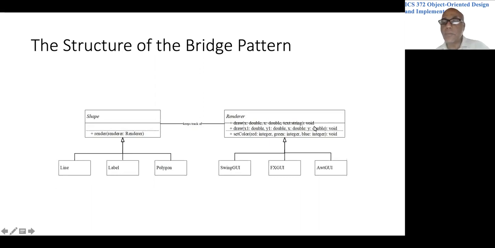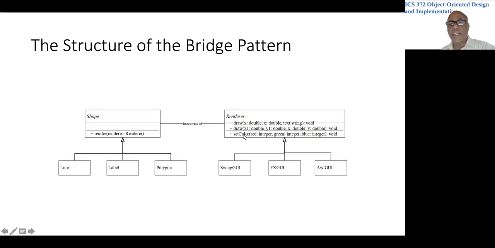The second method is going to draw a line from the first point given by x1 and y1 to the second point given by x and y. Perhaps they should have been x2, y2. Ignore the typos here. So draw a line from this point to this point.